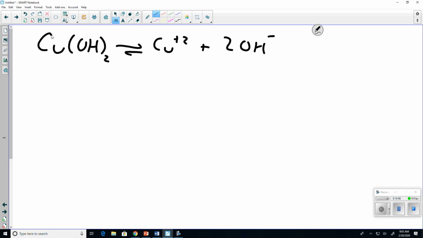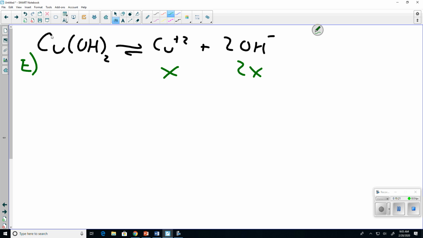Notice that, again, there's a 2 there. So if I abbreviate my ice table a little bit and just do at equilibrium, this would be an x and a 2x, right? Again, textbooks might call it S for solubility instead. I don't know, x is the variable.